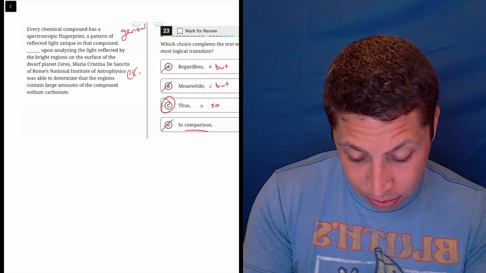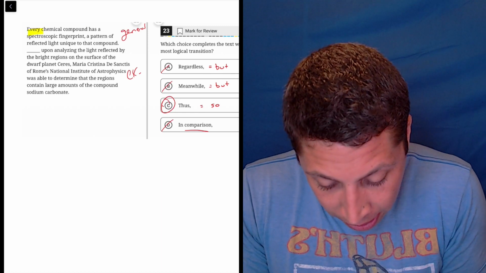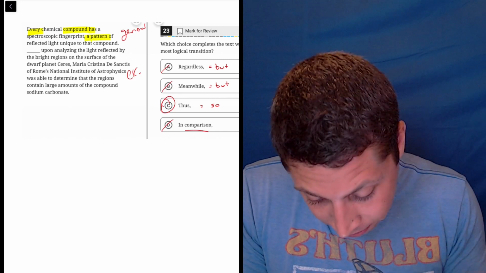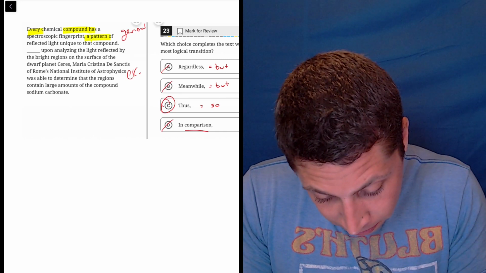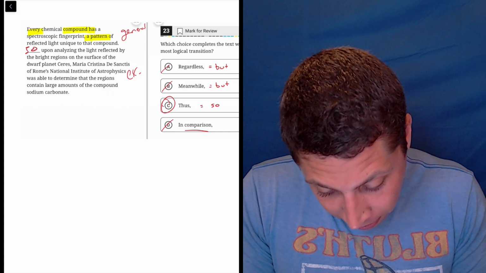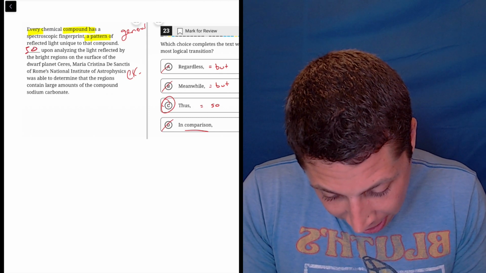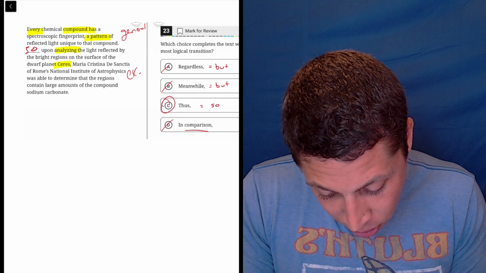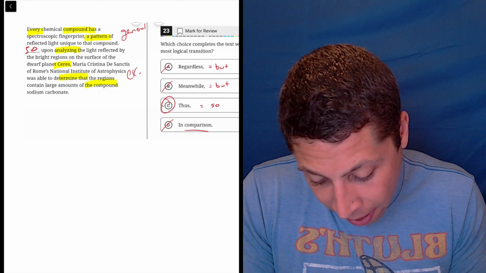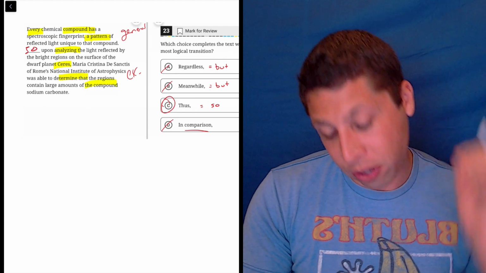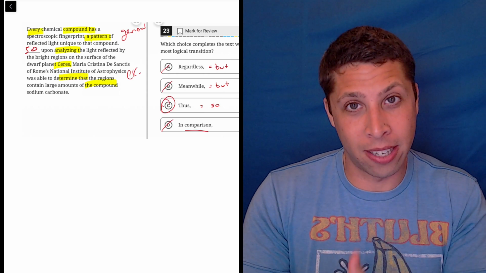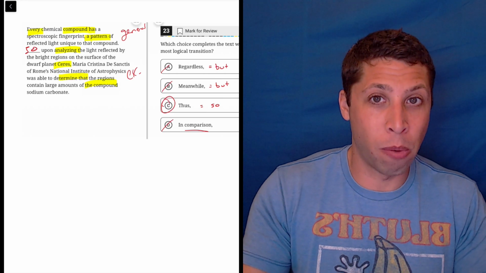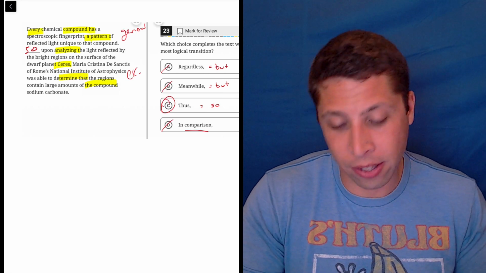If I'm going to shorten this: every compound has a pattern. By analyzing this one place, this person was able to determine the compound that was there. Yeah, that makes sense, right? So because every compound has a signature, a pattern, this person could figure out what was going on on this planet. So yeah, it's a cause and effect.